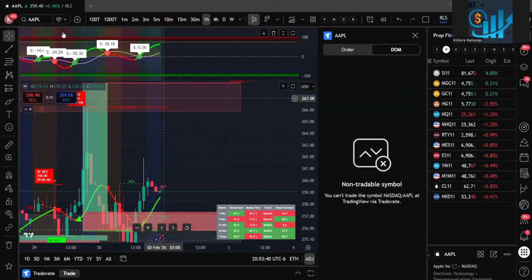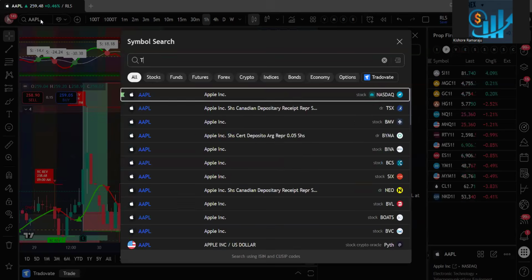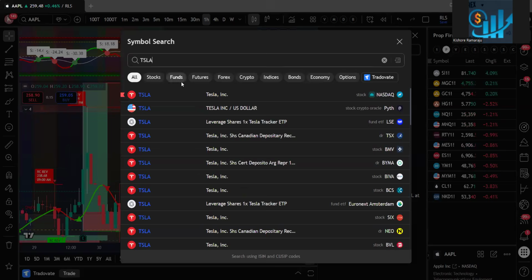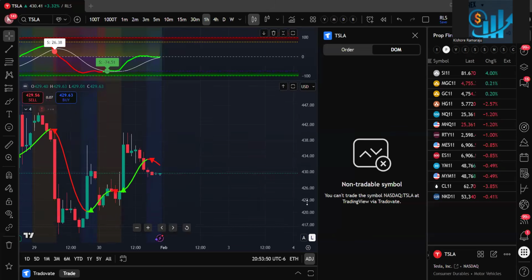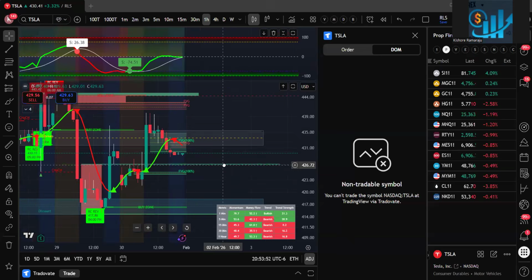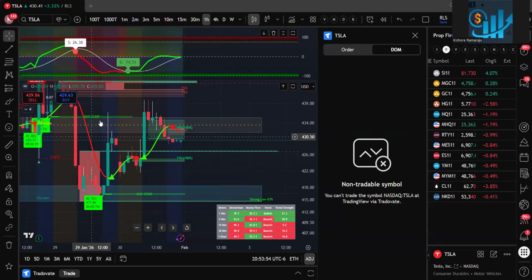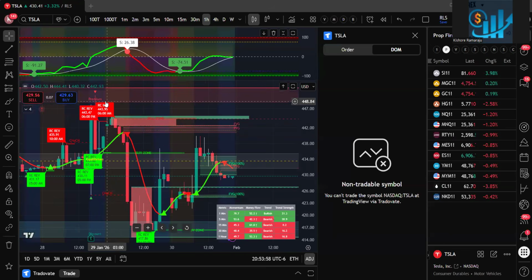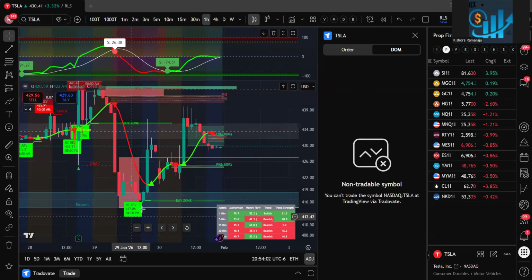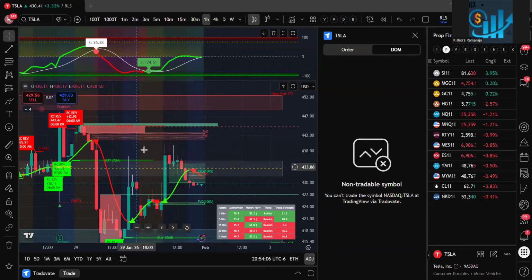with Apple. If you look at Tesla, Tesla went all the way to 444. Then there was a drop. It came to the discount zone at $418 and started moving up. So Tesla may go all the way to 444 again tomorrow.